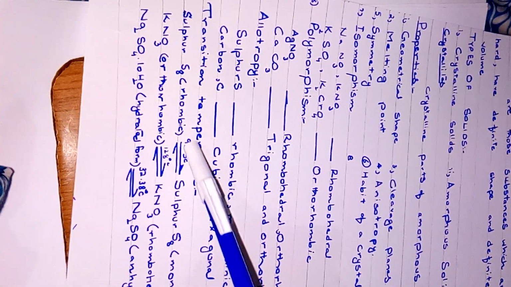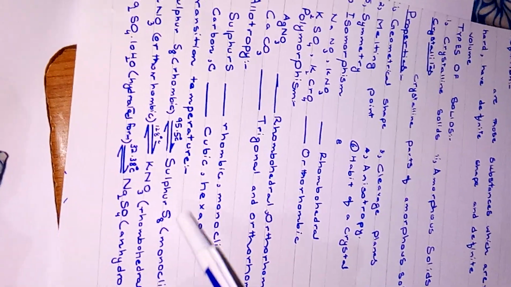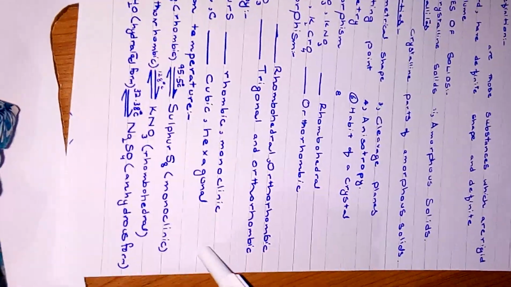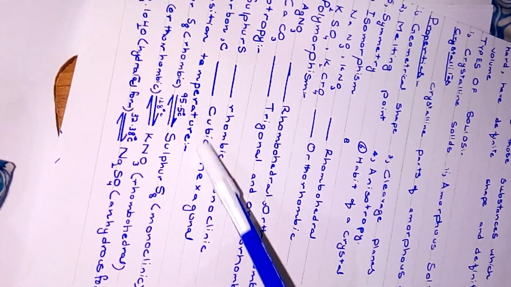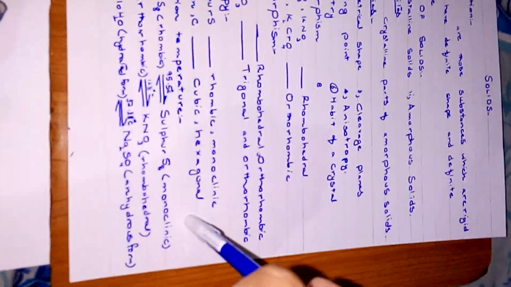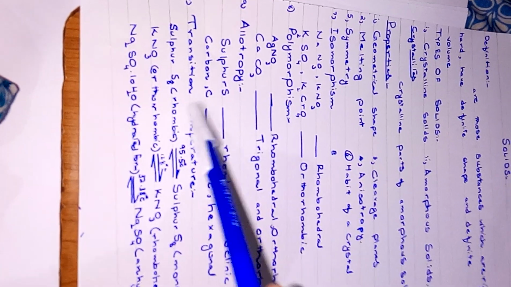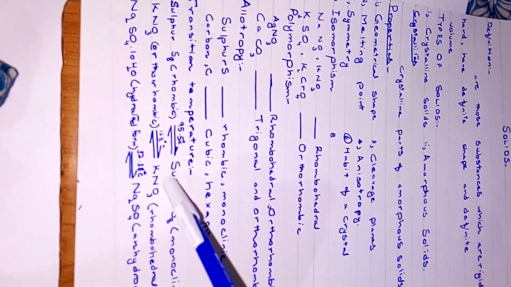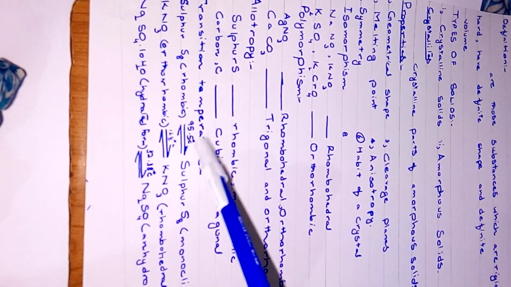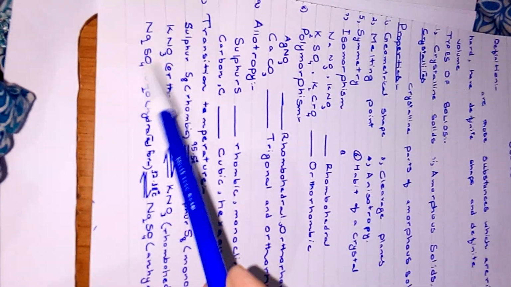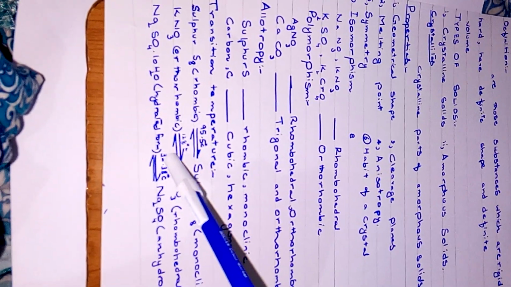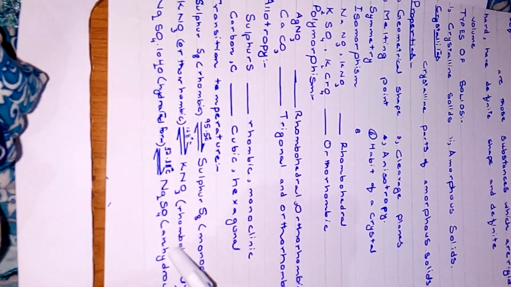Sulfur S8 molecule, rhombic, is converted into S8 monoclinic. This is rhombic and this is monoclinic. Both forms coexist at 95.5 degrees centigrade, and below this temperature monoclinic sulfur will be converted into rhombic sulfur. Similarly, potassium nitrate orthorhombic has a transition temperature of 128 degrees centigrade, and below this temperature it is converted into rhombohedral. And sodium sulfate decahydrate has a transition temperature of 32.38 degrees centigrade, and it is converted into the anhydrous form.